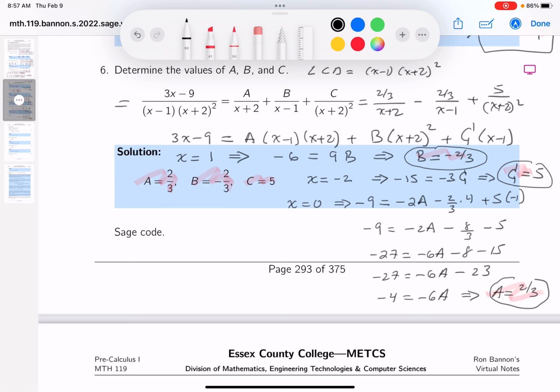I'm going to clean that up a little bit. The first term, I'm going to multiply top and bottom by 3. You get 2 over 3x plus 6. The next term, I'm going to multiply top and bottom by 3. You still get minus 2, and you get 3x minus 3. The last term, nicely written, is 5 over x plus 2 squared. And we're done. Thank you.